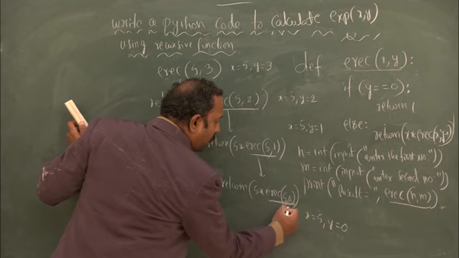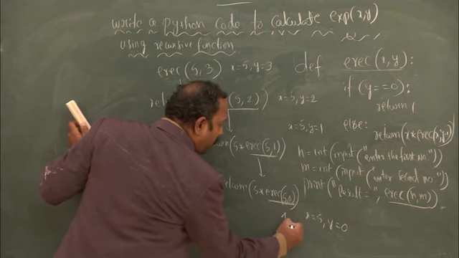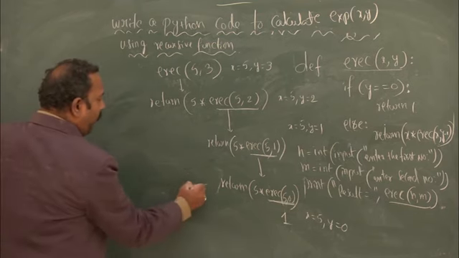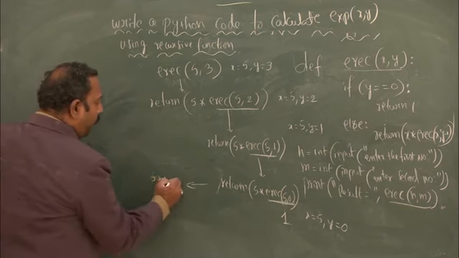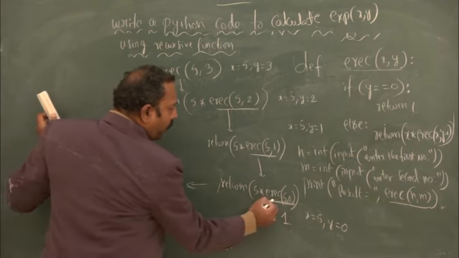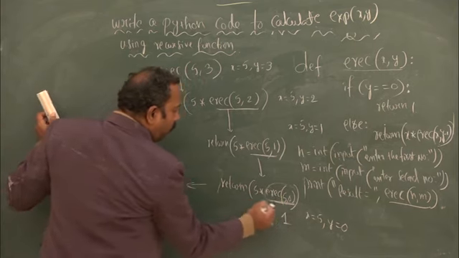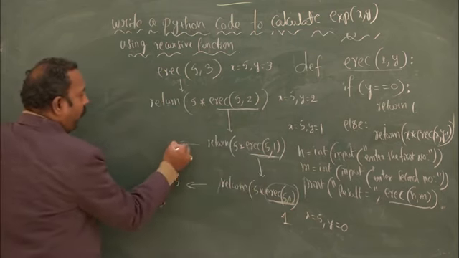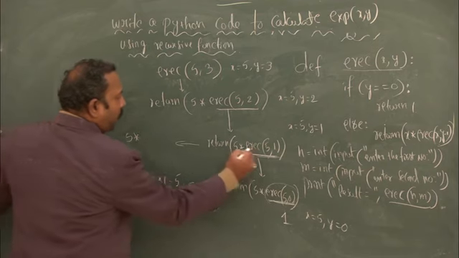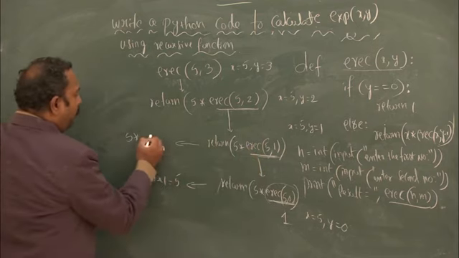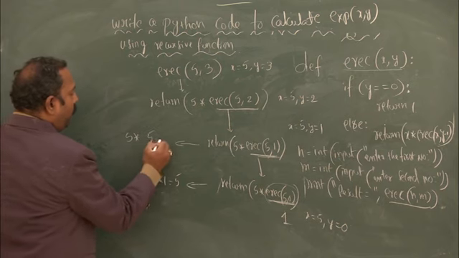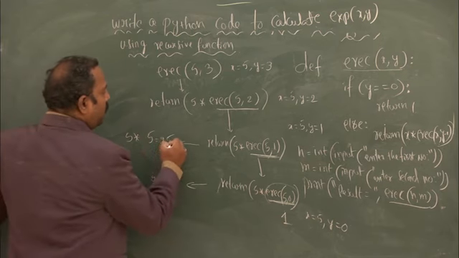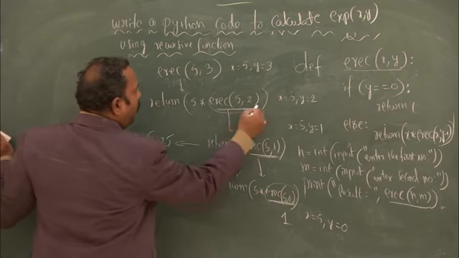Whenever this function call returns 1 here, what will it return? This function will return the value 5 into 1, because for this function call we got the output 1. So 5 into 1, 5 will be returned to this particular function call. For the next call, the output he got is 5, so 5 into 5 equal to 25. 25 will be returned, so this return value will be substituted here.